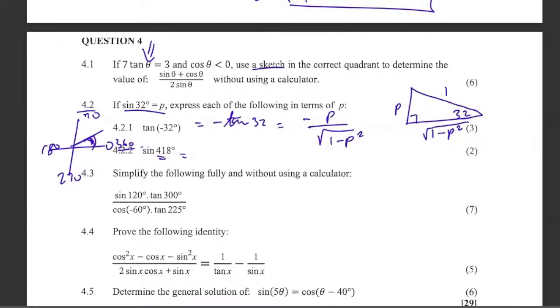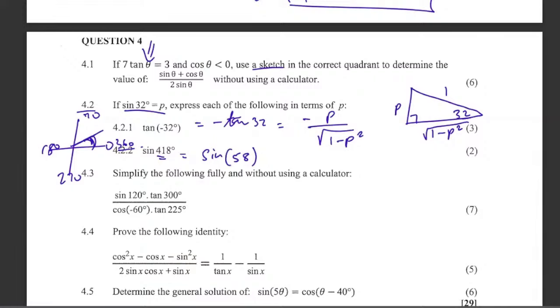Okay, no problem. So this is going to be the sine of 360 plus 58, which, if I reduce, will become the sine of 58.